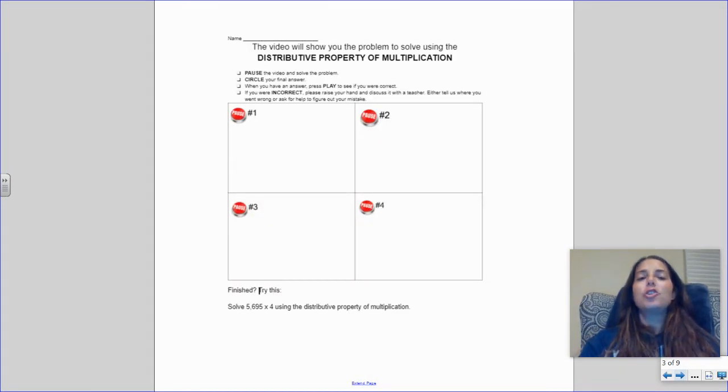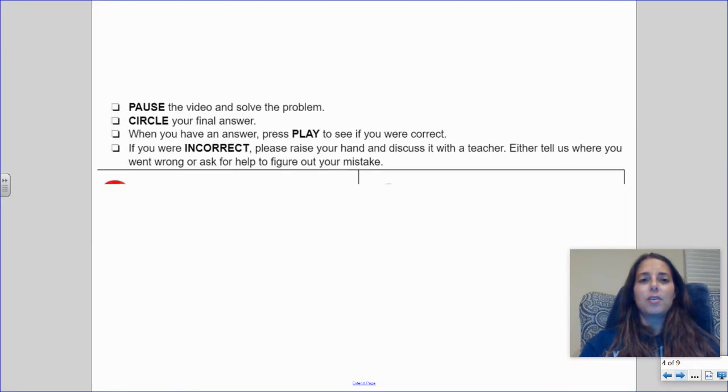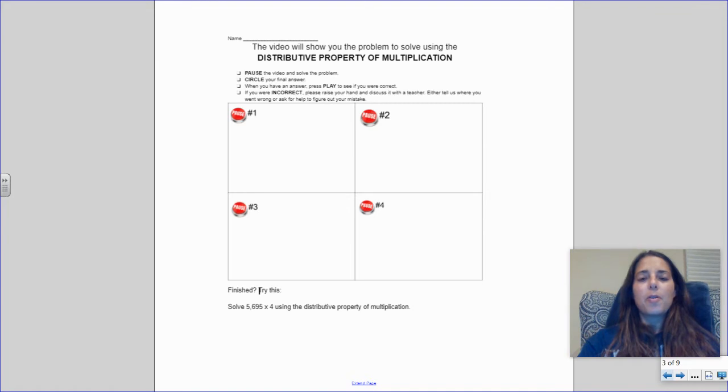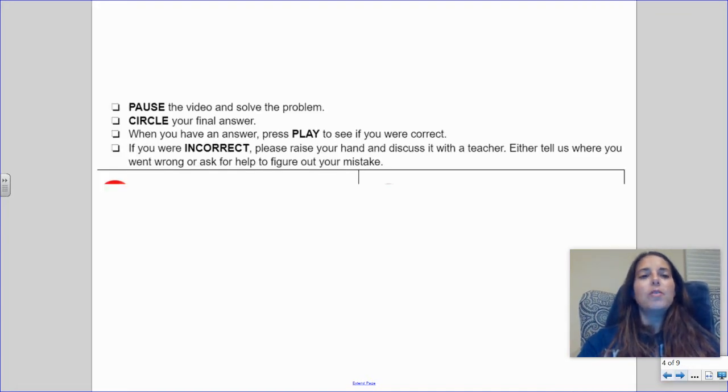What you're going to do now is get this worksheet, and I'm going to zoom in on the directions here. First things first, if you take a look at the paper, there are 4 pause places. When you get to a pause spot, you're going to pause the video and solve the problem using the distributive property of multiplication, not a different strategy, not the area model we did earlier, the distributive property of multiplication. If you don't know what that is, you might need to rewatch video number 1.